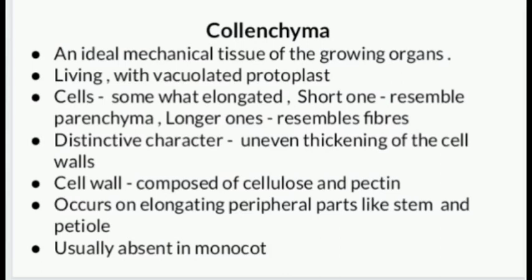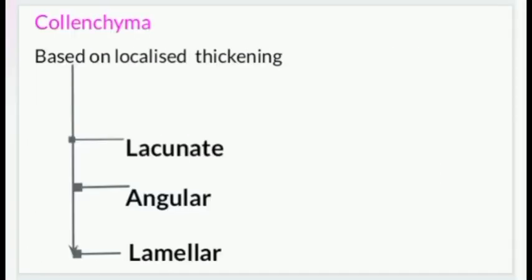The distinctive character is uneven thickening of the cell walls. The cell wall is composed of cellulose and pectin. It occurs in elongating peripheral parts like stem and petiole. It is usually absent in monocots. Based on localized thickenings, collenchyma cells can be divided into lacunate, angular, lamellar and tubular.